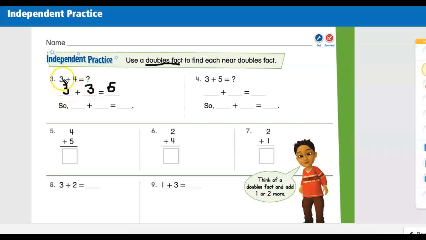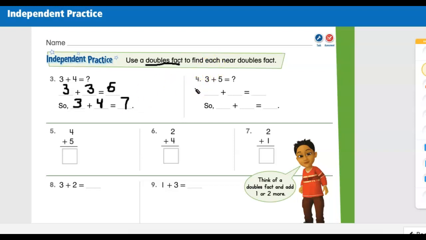So if I'm trying to solve for 3 plus 4, well, 4 is only one more number than 3. So I know if I'm solving for 3 plus 4, my answer is going to be one more number than my doubles fact. So what number comes after 6? 7. So again, we used our doubles fact to help us solve for our near doubles fact. So 3 plus 3 equals 6. Well, I was trying to solve for 3 plus 4, so I just added one more to my doubles number and I got 7. Now I want you guys to try on number 4.